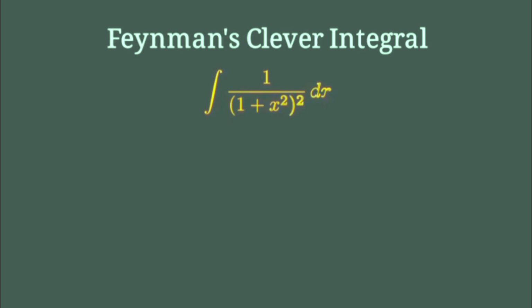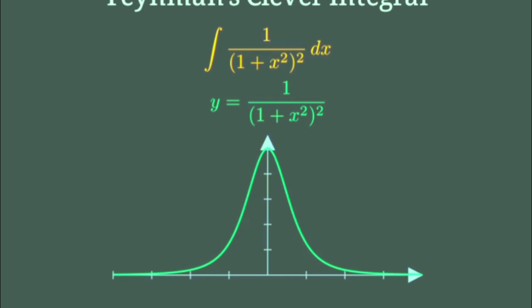In this video, we will solve a famous impossible-looking integral using a clever method attributed to Richard Feynman. The integral is the integral of 1 over the quantity 1 plus x squared, all squared. Before we solve it, let's build intuition.